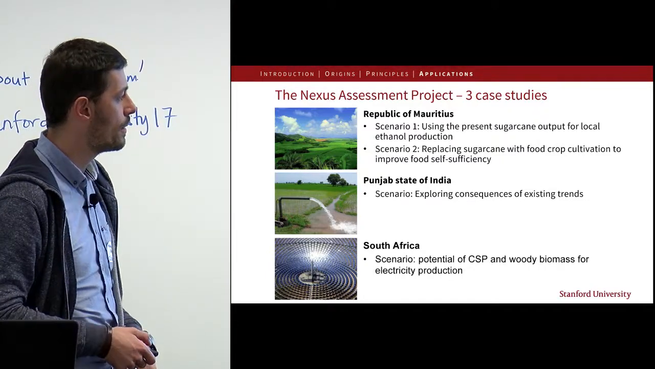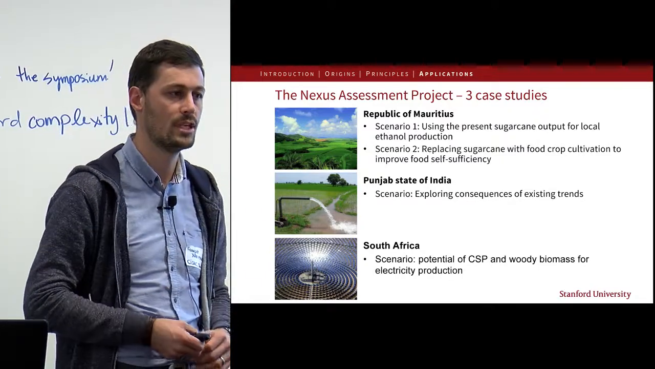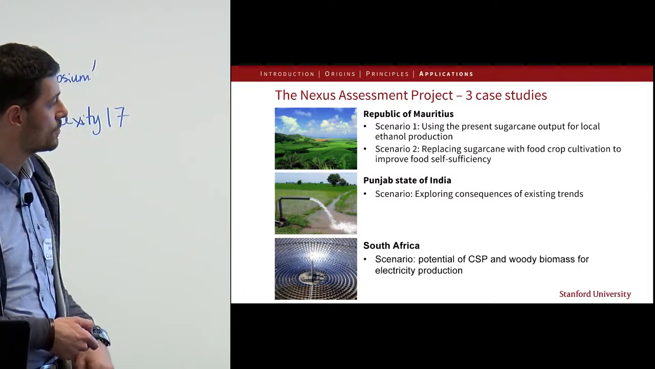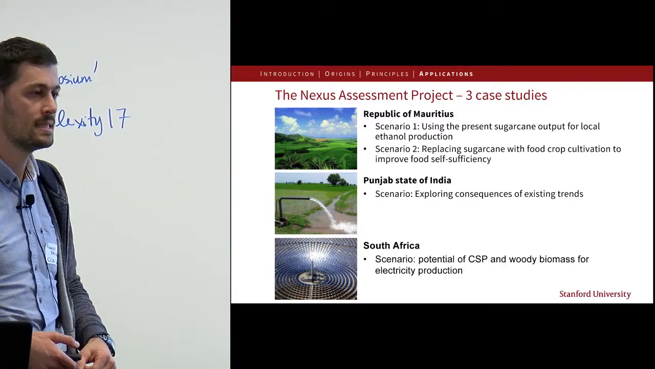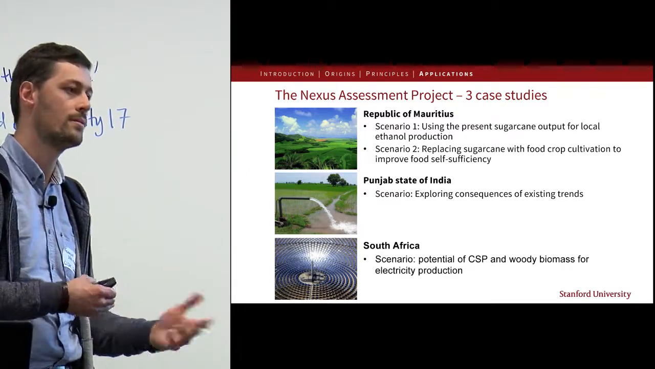And in South Africa, we were mainly looking at the potential of two energy sources, CSP, concentrated solar power, and woody biomass, for generating electricity and looking at the impact on land mainly.